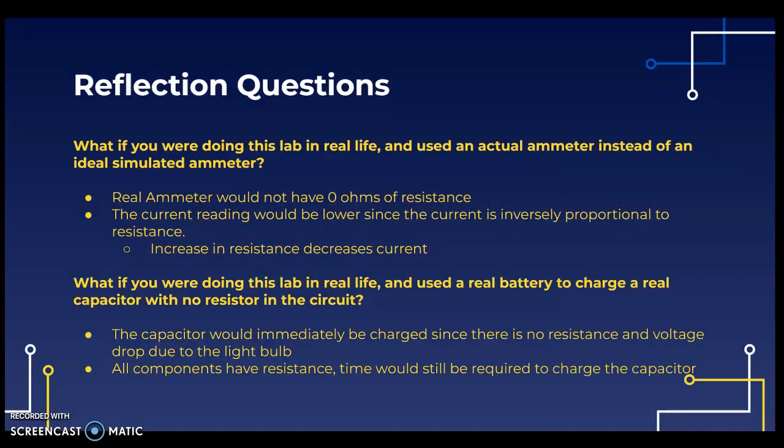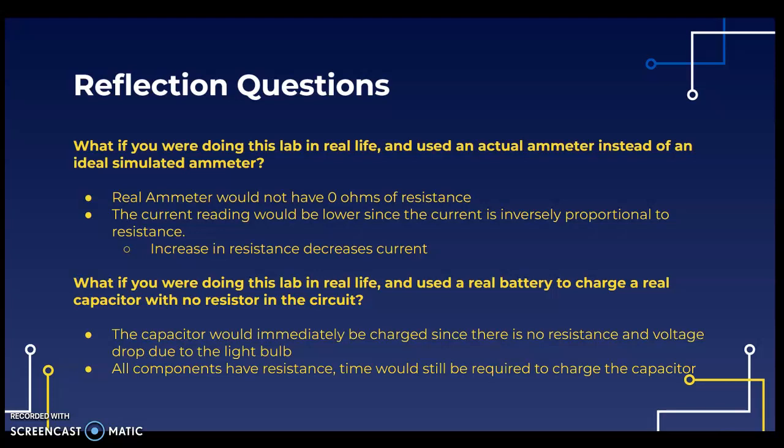So what if we were doing this lab in real life and used an actual ammeter instead of a simulated ammeter? A real ammeter would not have 0 ohms of resistance. The current reading would be lower since the current is inversely proportional to the resistance. An increase in the resistance will decrease the current.